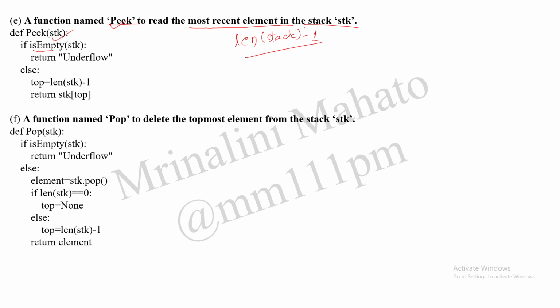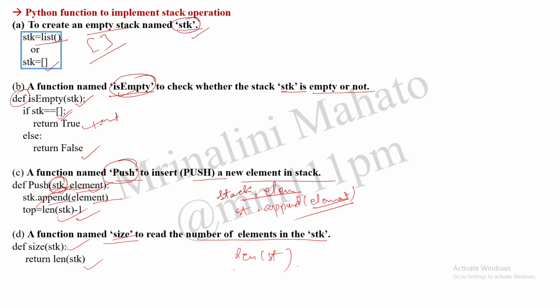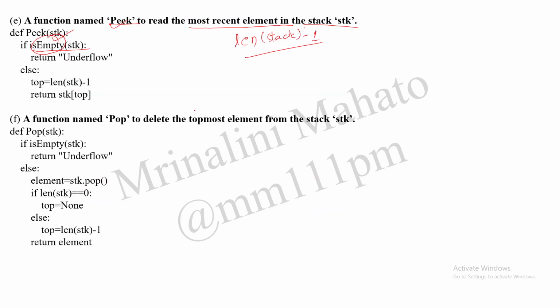First we will find out if it is empty. We will check if it is empty. isEmpty is a function, and we have written it here in the second one. So whenever we define a function, we can call functions inside it also. Okay, don't think that we cannot call. So we can call a function inside. This peek is a different function, and inside the peek function we are calling another function, that is isEmpty stk.